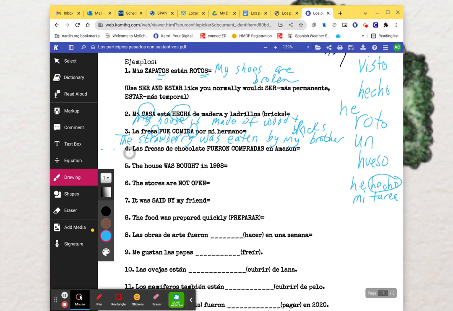We're talking about fresas de chocolate. That's why it's compradas, because it's feminine and plural.